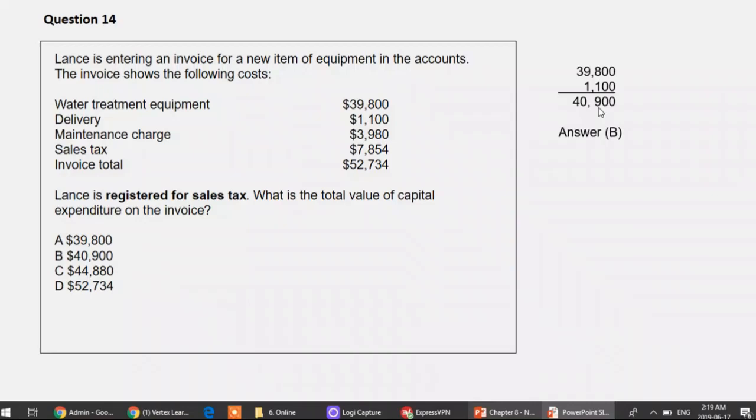Answer choice is B. This question was very easy, but the only thing here is that you should understand the relationship between sales tax and the non-current assets. Yes, if it says that Lance is not registered, then I would have added this 7,000 also into it.